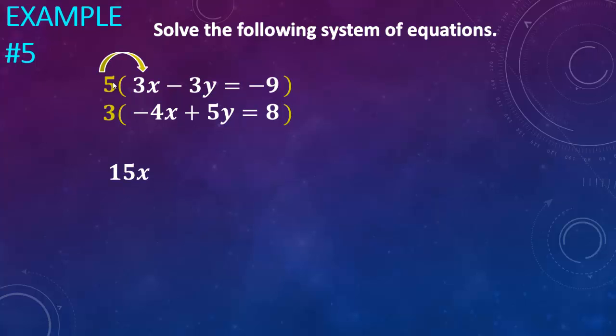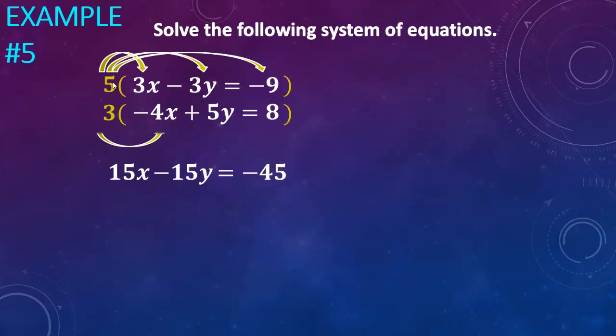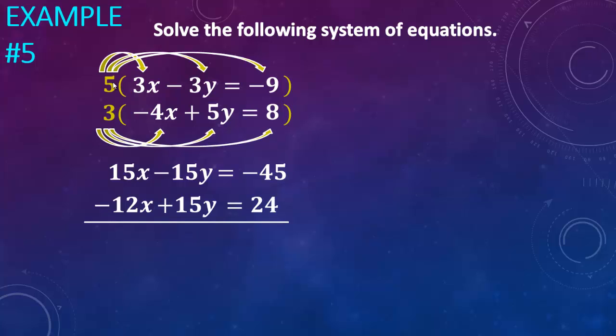All right, so I multiply the top. 5 times 3x is 15x. 5 times negative 3y is negative 15y. 5 times negative 9 is negative 45. And then the bottom, 3 times negative 4x is negative 12x. 3 times 5y is 15y. And 3 times 8 is 24. Now your y's cancel out, leaving you with 3x, because 15x minus 12x is 3x. And negative 45 and 24 is negative 21.